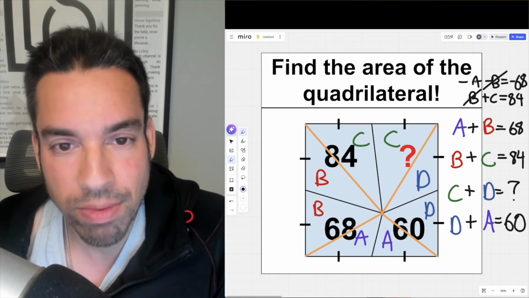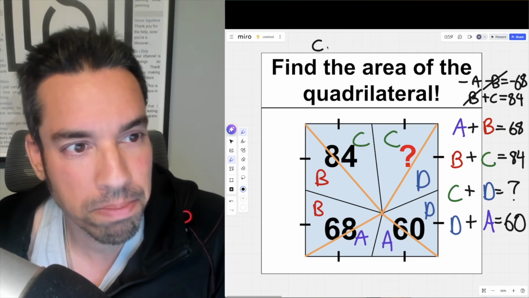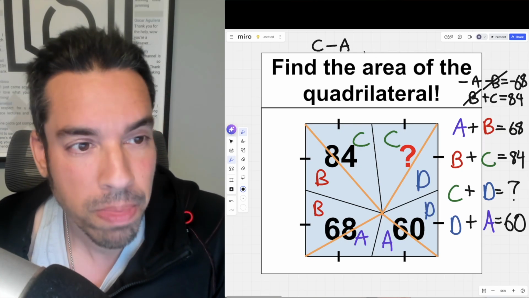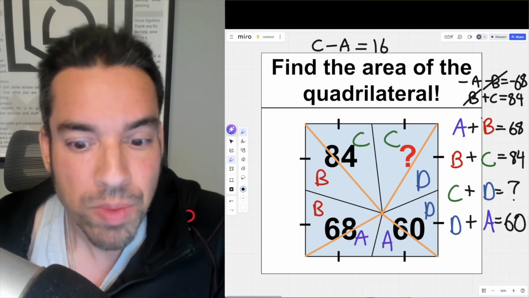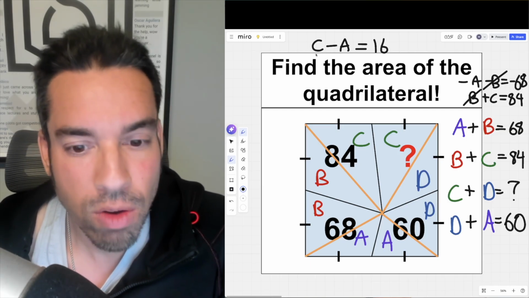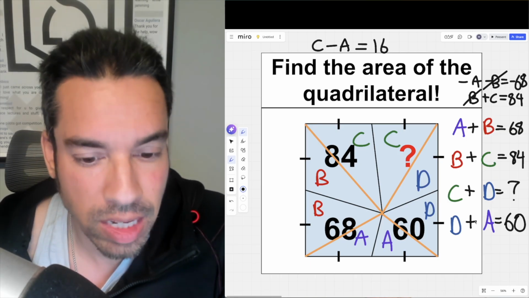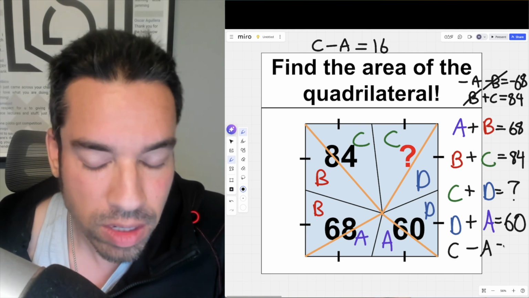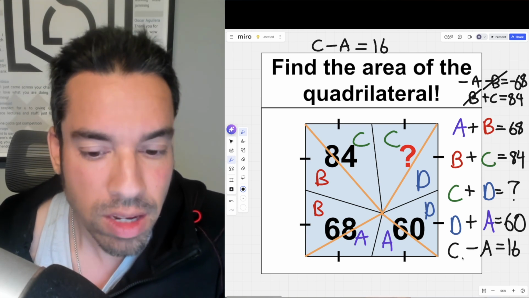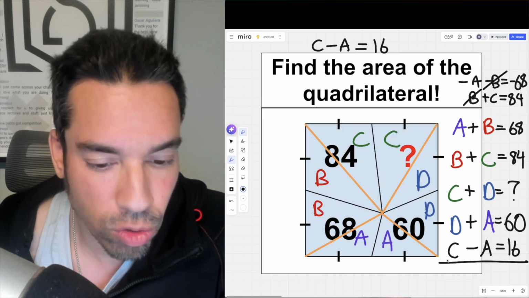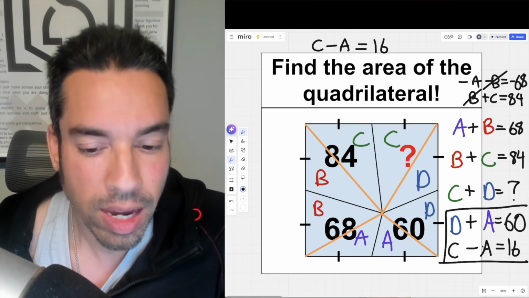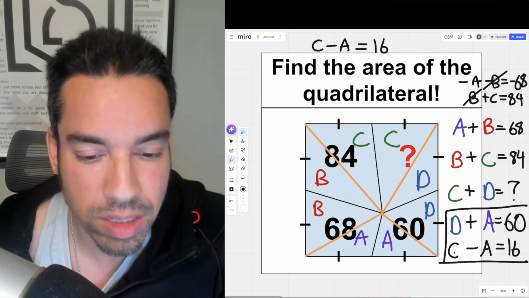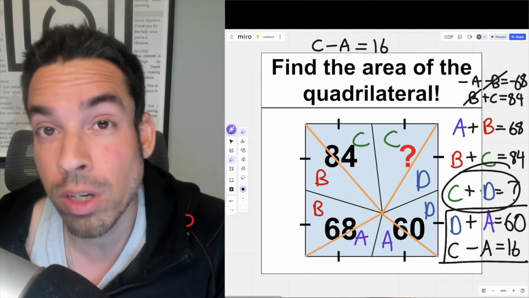So then what I'm left with is C minus A is equal to 84 minus 68, and that's going to be 16. This is really special because now I have C minus A is equal to 16. Let's bring that down here. C minus A is equal to 16. Well, look at this. Now I can add these two equations together, and the A's are going to cancel out. A plus negative A is nothing, and then we're going to get C plus D, positive C and positive D. That's what we're trying to find in the first place.